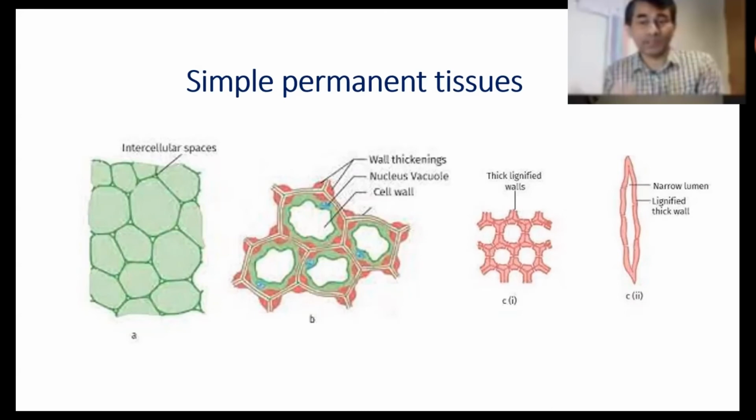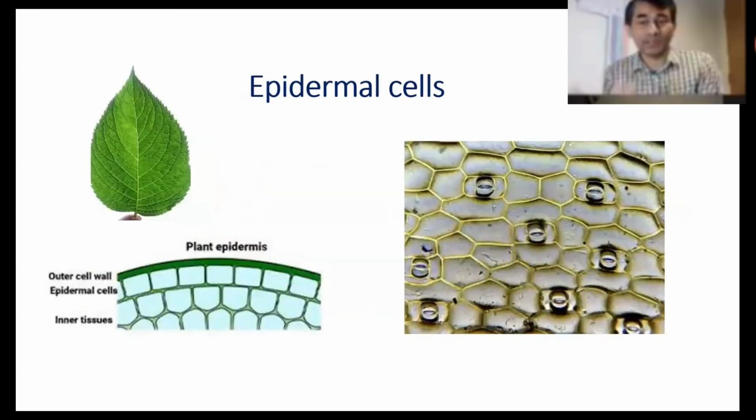Simple because all the cells are the same, and permanent because they cannot reproduce other types of cells. They are specific cells. So let's move on to the next slide. Now, the next type of tissue we are going to learn is epidermal tissue, epidermal cells.